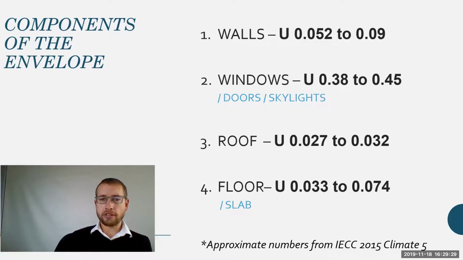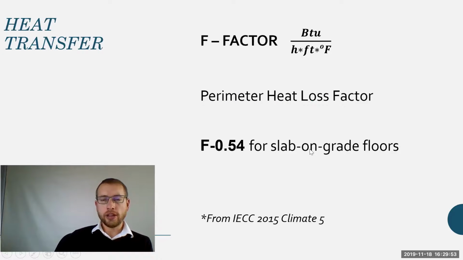In terms of components, once again, U values are 0.05 to 0.09 for walls. Windows, this is actually how it's listed in code. So most often when you're looking for window transmission, you're looking at a U of 0.38 to 0.45, roof 0.027, etc. Floors, as I mentioned, we use something called the F factor. It's kind of like the U factor, but instead of hours times foot squared, we're looking at hours times feet, and it's the perimeter heat loss factor. This is used for slab on grade floors, and it often relates to the amount of insulation that needs to be added around the slab perimeter of the building.